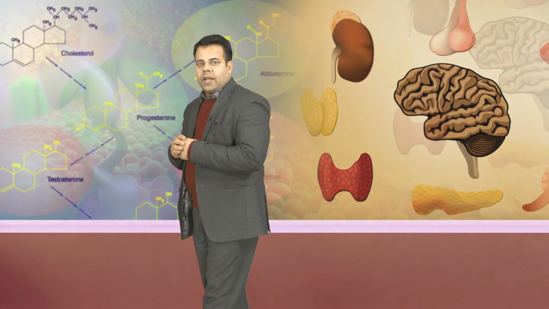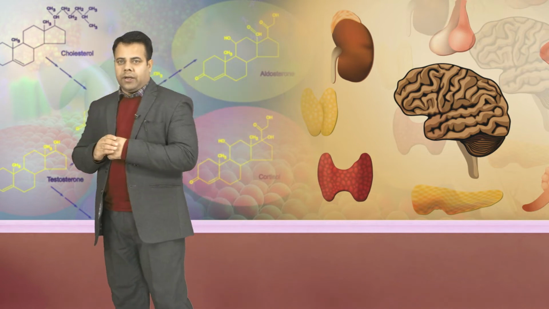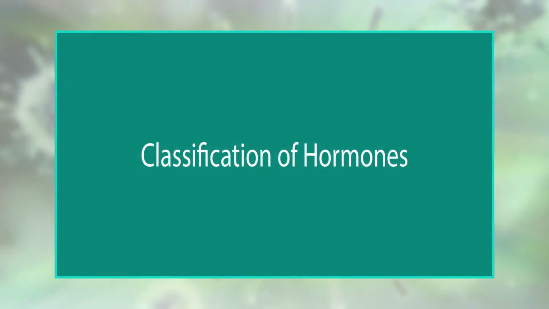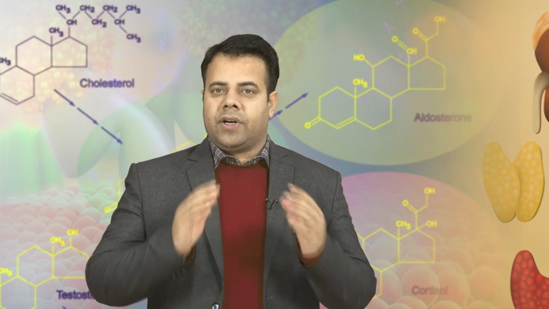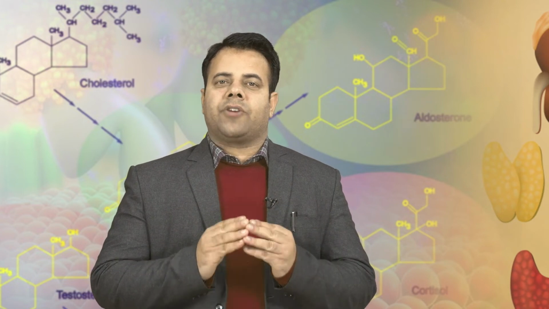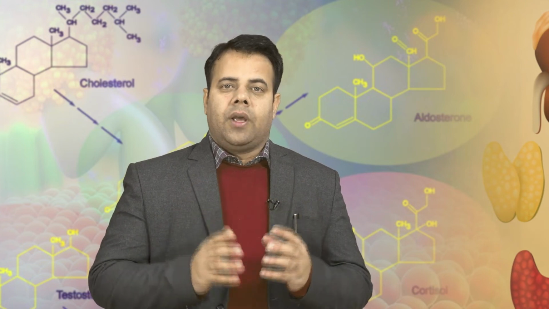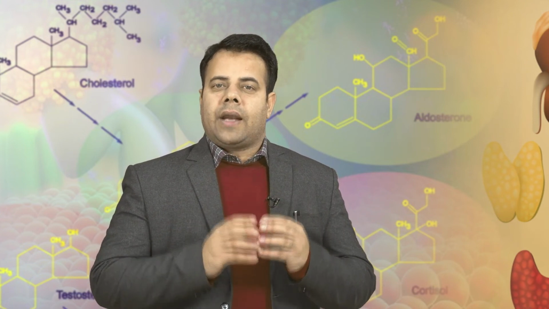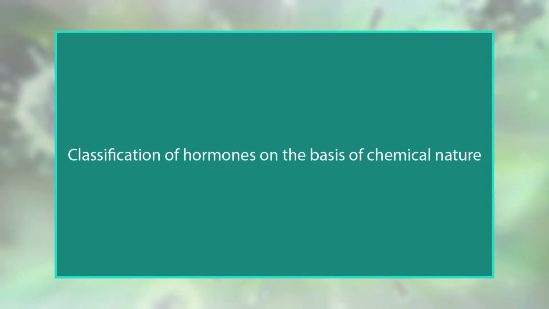Dear students, up till now we have discussed the hormones in detail. Moving ahead, let us now discuss the classification of hormones. Since hormones are very diverse, they have been classified into a variety of categories, like on the basis of chemical nature, mechanism of their action, and cellular receptors on which they act. Dear students, first let us discuss the classification on the basis of chemical nature.